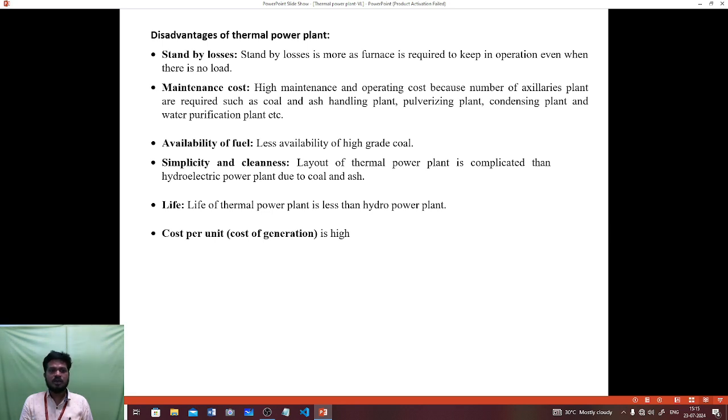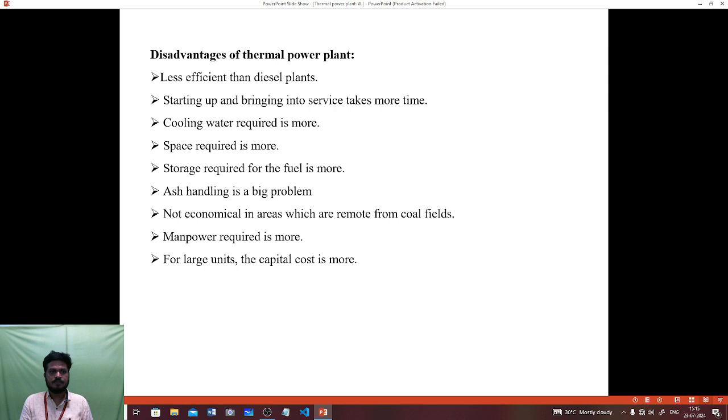And the availability of fuel: less availability of high grade coal. The layout of a thermal power plant is more complicated than a hydro power plant due to the coal and ash. The life of a thermal power plant is less compared to a hydro power plant. And then the cost per unit: the cost of generation is high.